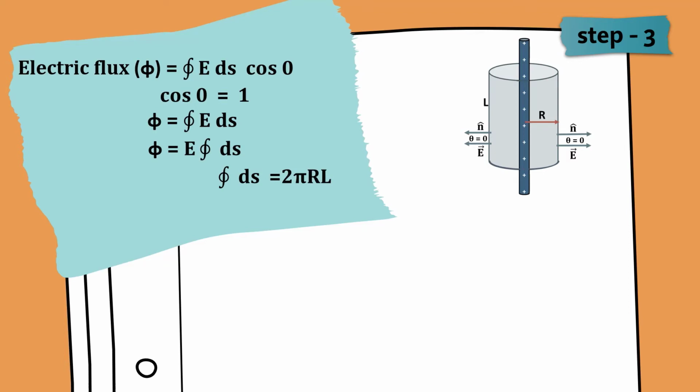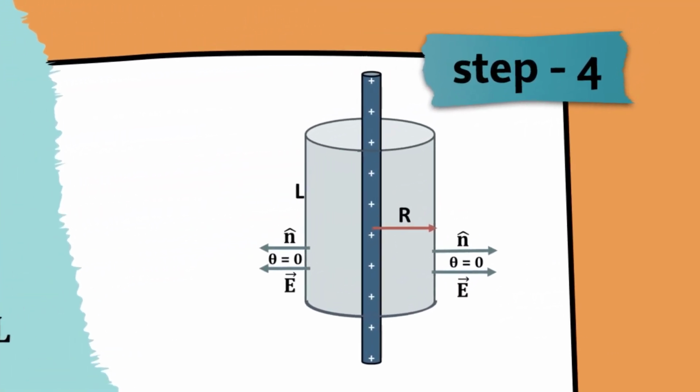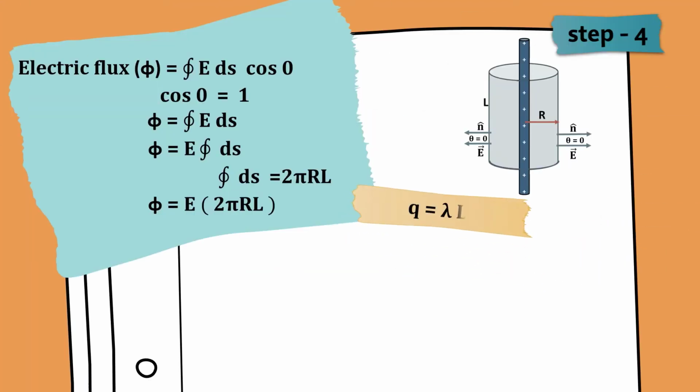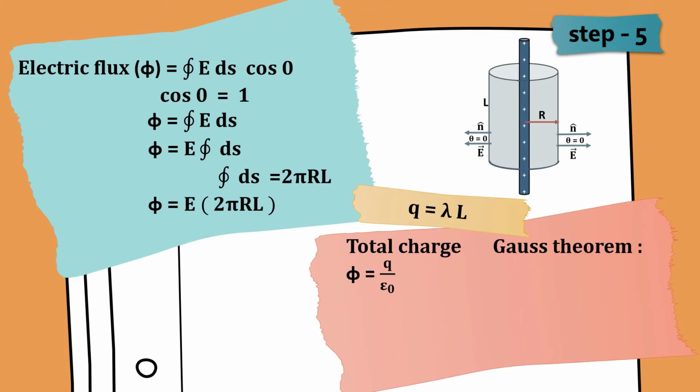Substitute the value of integral ds in the electric flux. We will get the total electric flux phi equal to E into 2 pi rl. Here lambda is the linear charge density. Therefore, the total charge Q equals lambda L. According to Gauss theorem, phi equals Q by epsilon 0. Substitute the value of phi and Q here. We will get E into 2 pi rl equal to lambda L by epsilon 0. From this, we can write the electric field due to an infinitely long charged wire as E equal to lambda by 2 pi epsilon 0 r.